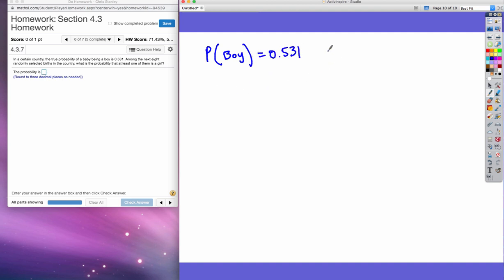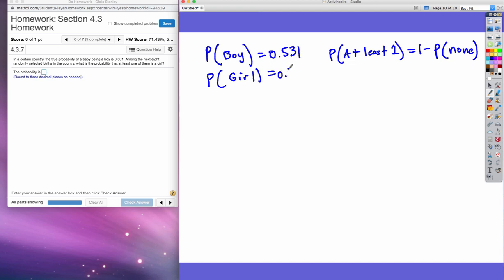So here's the rule. The probability of getting at least one, we just did that. It's 1 minus the probability, the complement of that is none. Okay, so the probability of at least one girl. So I'm going to write girl here. This could be kind of tricky. So the boy's 0.531, the girl is 0.469.